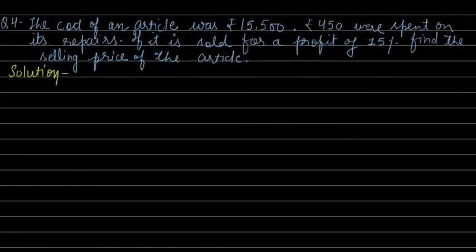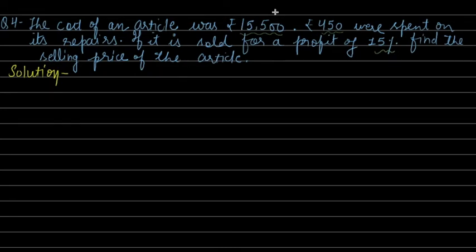Let's see question number 4 of this exercise. This question is almost same as question number 3. The cost of an article was rupees 15,500. Rupees 450 was spent on its repairs. It means these are the overhead charges. If it is sold for a profit of 15%, you have to find the selling price of the article.